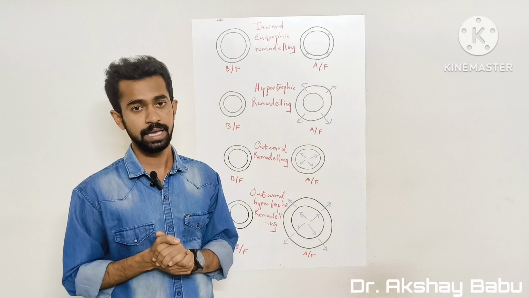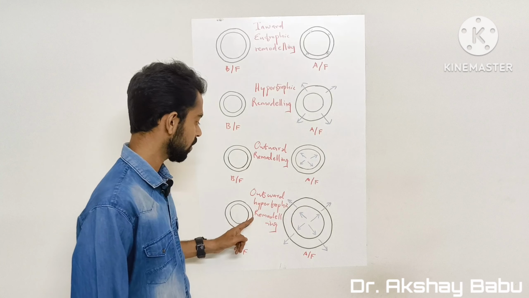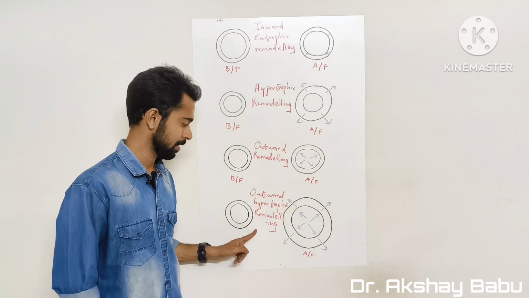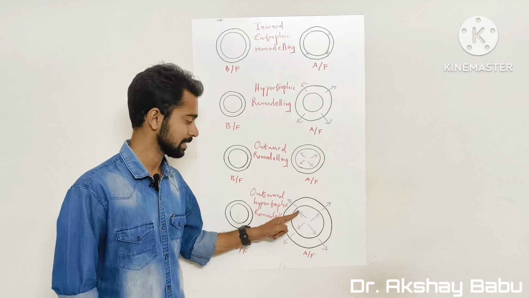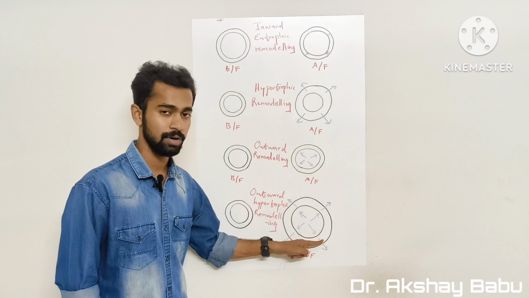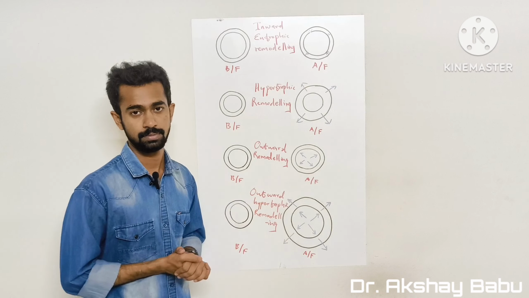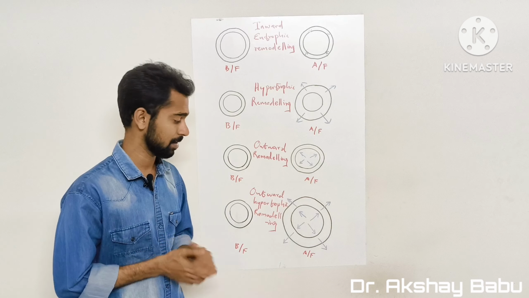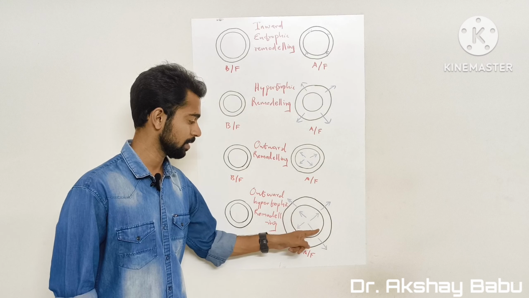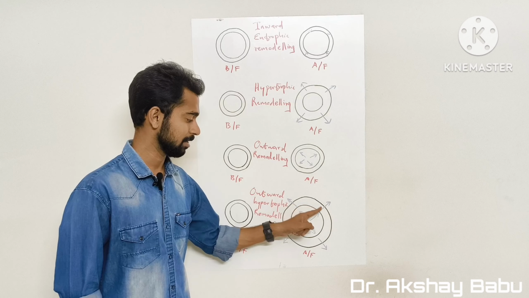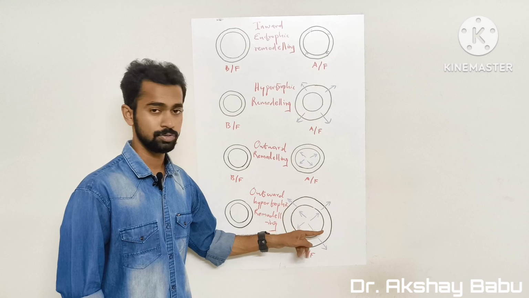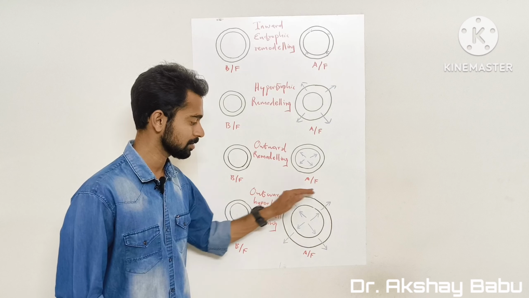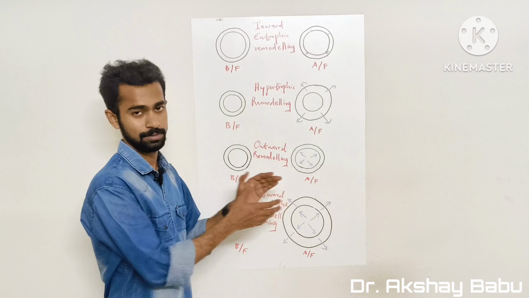So here we can say that in outward hypertrophic remodeling, an increase in lumen diameter as well as an increase in vascular wall thickness occurs. The increase in lumen diameter plus the increase in vascular wall thickness will contribute to the total increase in cross-sectional area of that vessel.